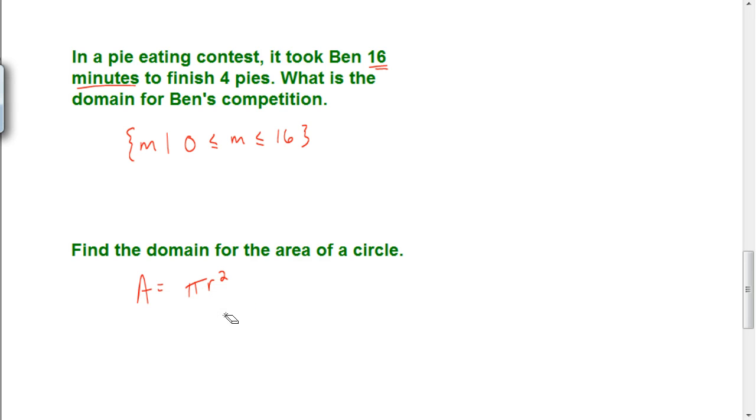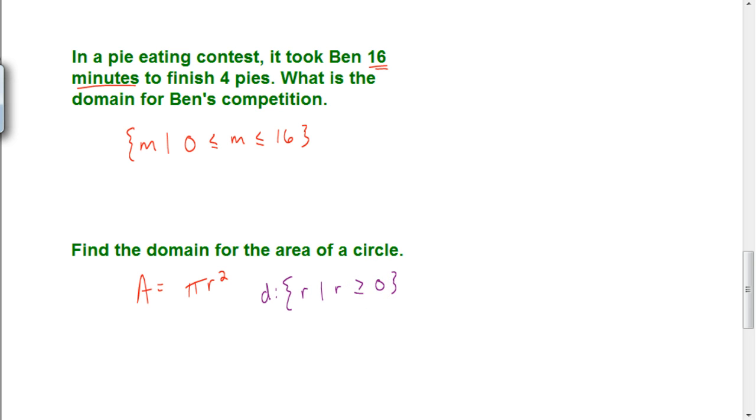Well, if you think about it, you're not going to have a radius that's going to be a negative value. Technically, we could use 0 for r. So the way that we're going to write this is we're going to say that your domain for your r's is going to be the set of r where our radius is going to be greater than or equal to 0.